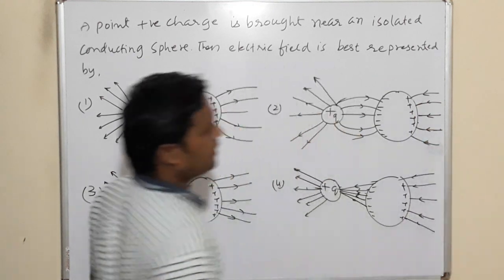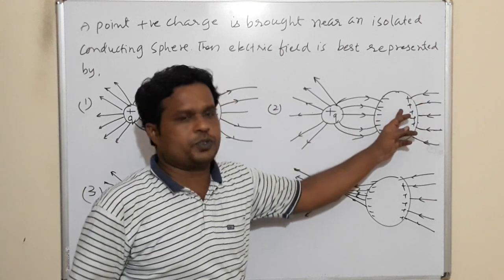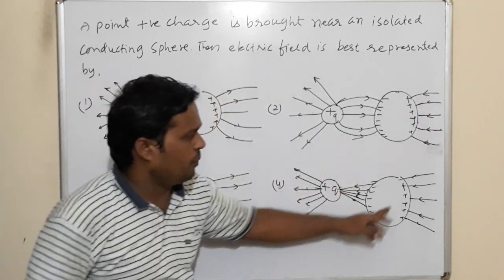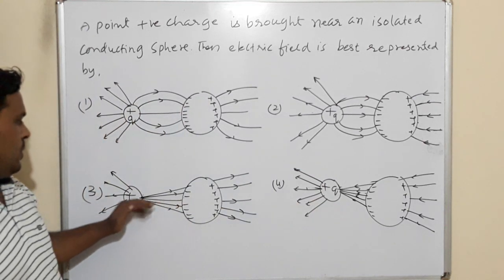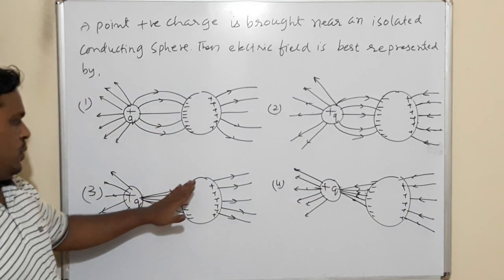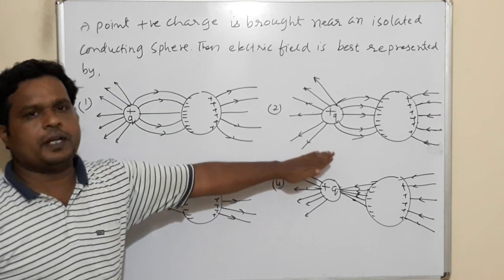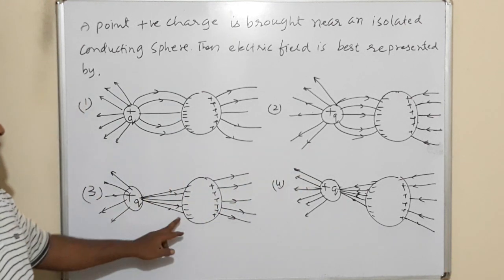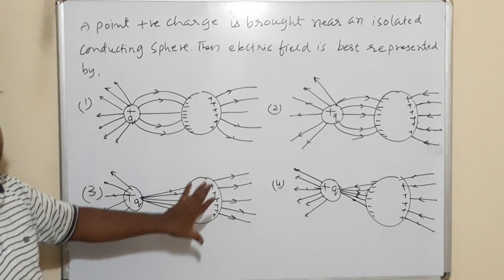These are represented wrongly because they are coming towards the positive charge. This is wrong because they are coming towards the positive charge. Here it is right, because they are starting from the positive charge and terminating at the negative charge. Again they are going away from the positive charge. These lines are true according to the first property.